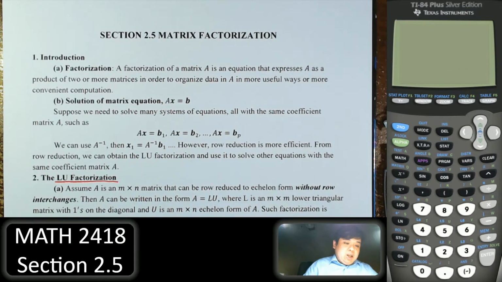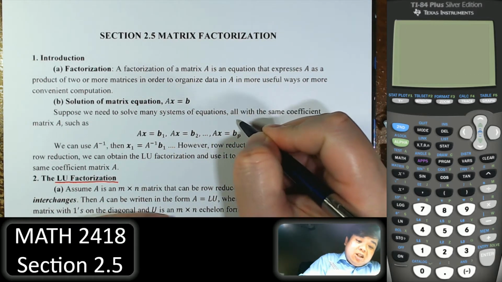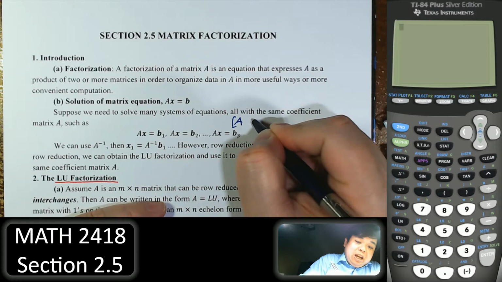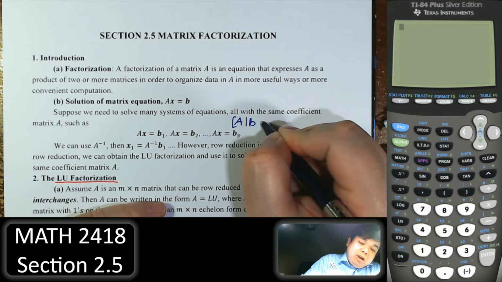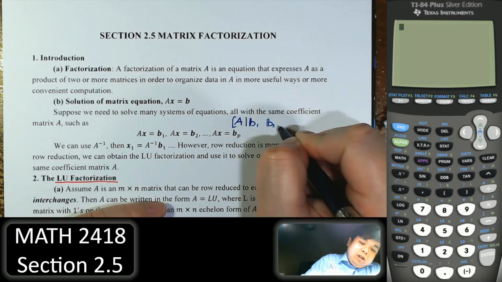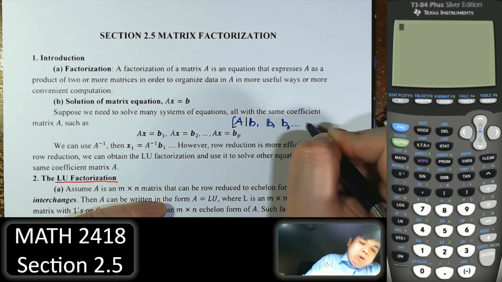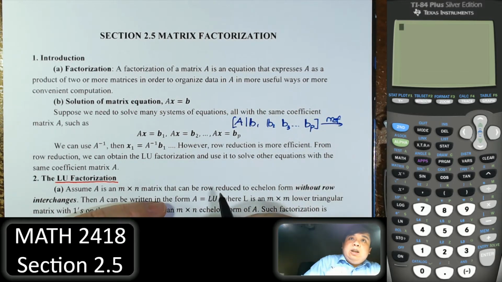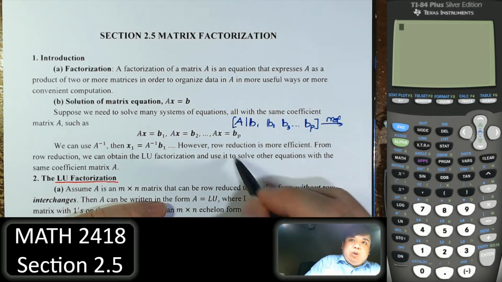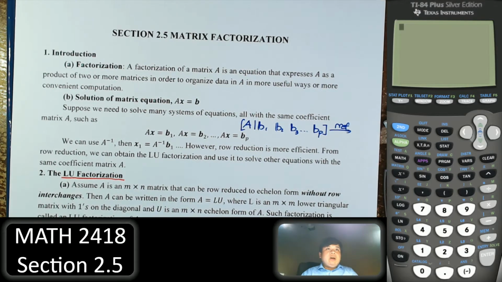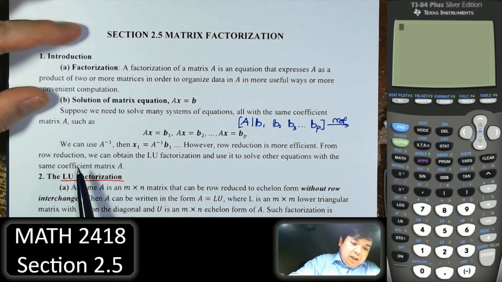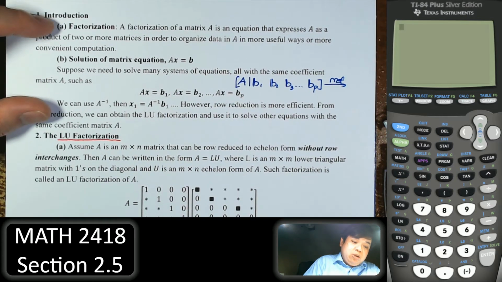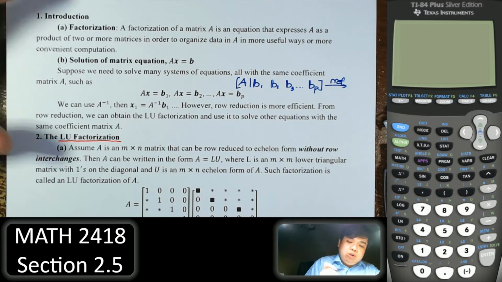By the way, just as in one of the homework problems in the previous section, if we have to solve a bunch of them like this and we have a calculator, I could put them into a matrix [A, B1, B2, B3, all the way to BP] and just do the reduced row echelon form. That will give a bunch of different solutions for B1 to BP. But the more efficient way is to use LU factorization. You'll see why in a minute.